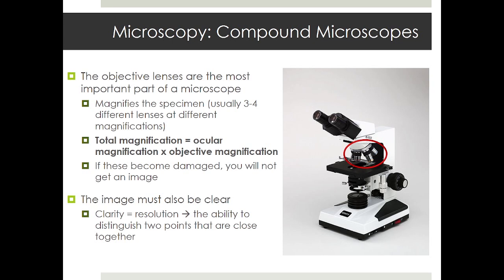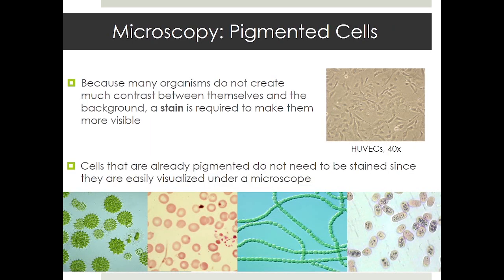You are also, with microscopy, looking for clarity. Your clarity is directly related to your resolution. Resolution is defined as the ability to distinguish 2 points that are close together. So when something is clear, you can usually see a lot of crispness or detail, versus when something is blurry, the ability to see 2 different points or 2 different parts of something becomes more difficult. So resolution is achieved by keeping your microscope in tip-top shape. No scratches, no dust.